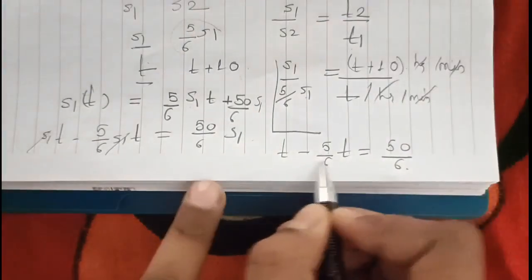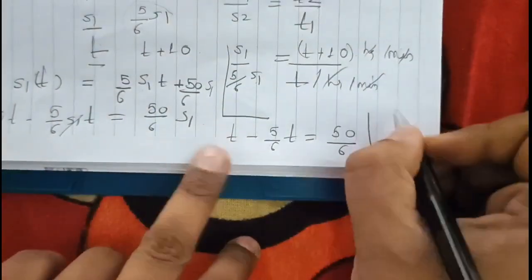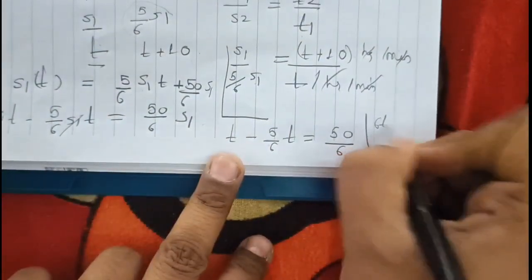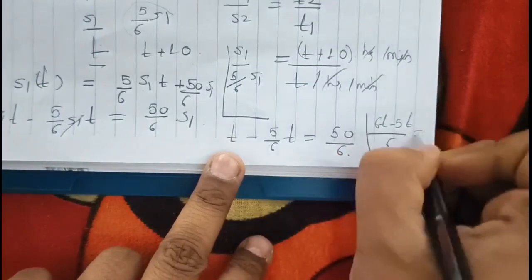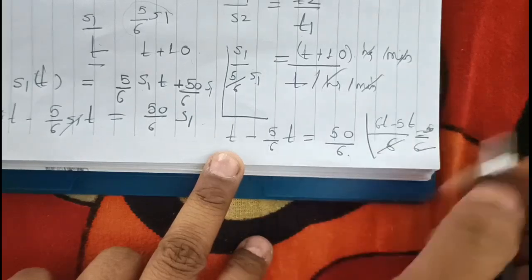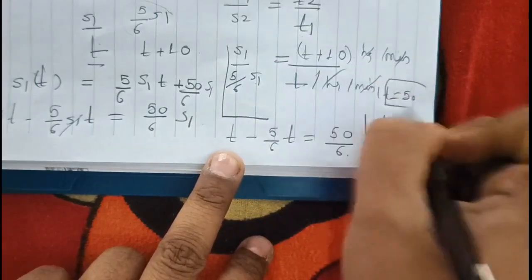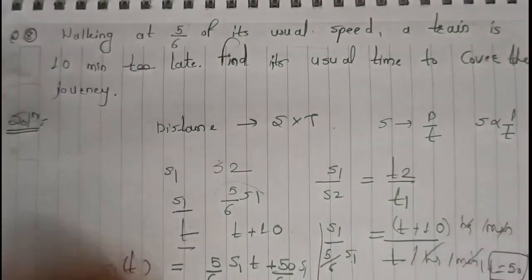So 6 will be at the denominator, that is 6T minus 5T by 6 is equal to 50 by 6. Here we can just simply cancel this 6 out. So 1T is equal to 50. That means our time is 50 minutes. So the usual time is 50 minutes.